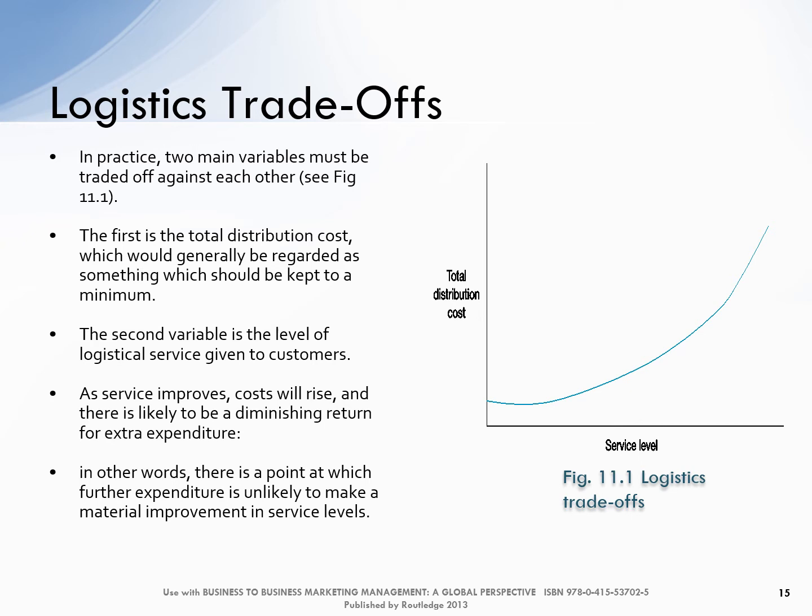As service improves, cost will rise, and there is likely to be a diminishing return for extra expenditure. In other words, there is a point at which further expenditure is unlikely to make a material improvement in service level. So a company has to trade off between the distribution cost and service level. A company has to decide a level for the service.